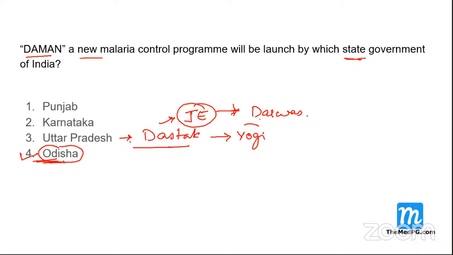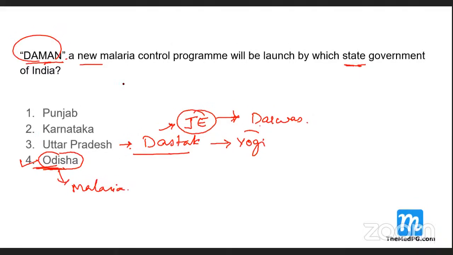Uttar Pradesh means Dastak program for Japanese encephalitis. Orissa means anything that is for malaria, that is the DAMAN program. So you need to remember these 2 points. So I'll conclude this class over here. We will meet in the next session.